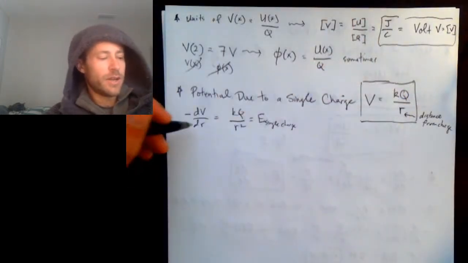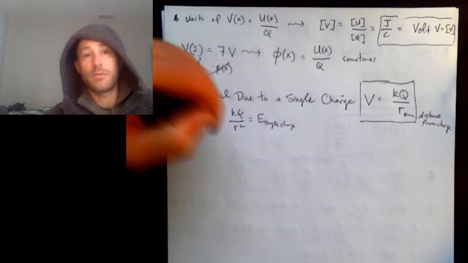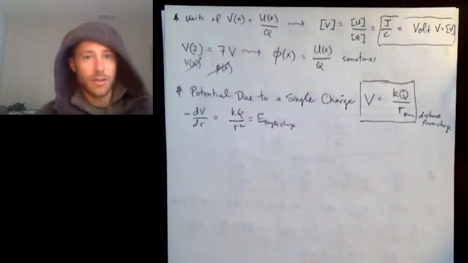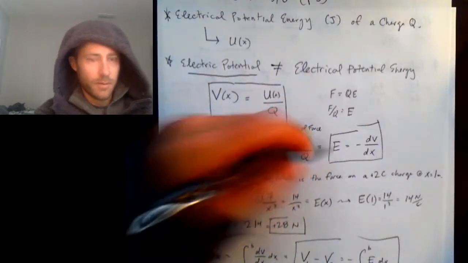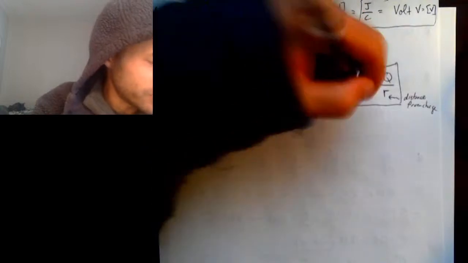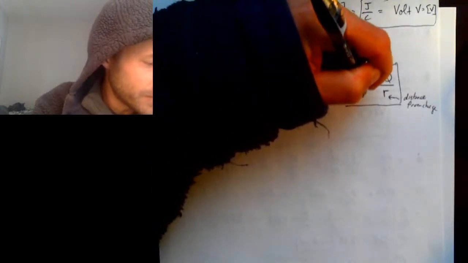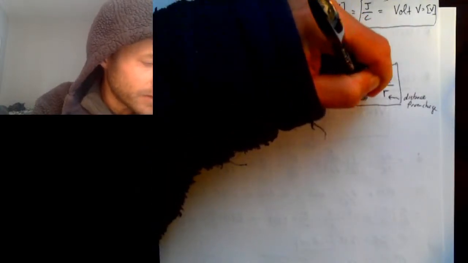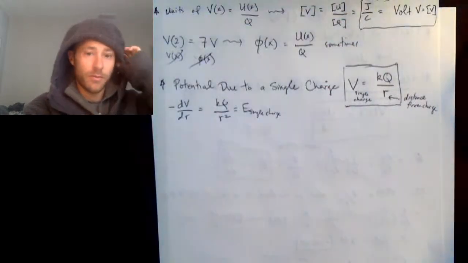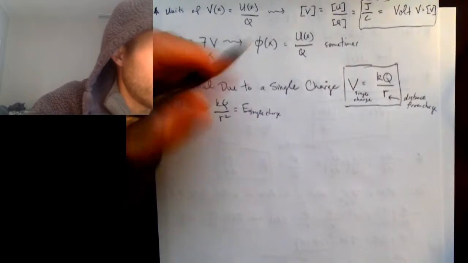All right, so that's why that is the formula. It's because if we do negative the derivative, we get the electric field, which is the exact relationship we talked about right here. So this is the electric potential due to a single charge, and that is our last important formula for today. Q can be positive or negative.